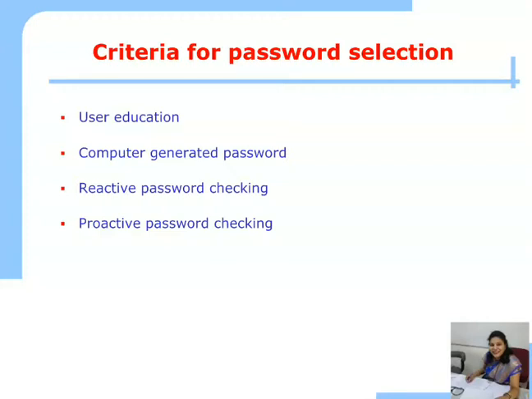And the last is proactive password checking. In proactive password checking, when users select their password, the system tells whether they follow all the components of a good password. You have seen that if you sign up for any website, whenever you select your password, if you enter a too short password, it will tell you that it is weak, or you should change the password, or you should increase the length of the password. They also prompt you to include numbers or special symbols in your password to make it strong. So this is the last criteria of password selection techniques, proactive password checking.